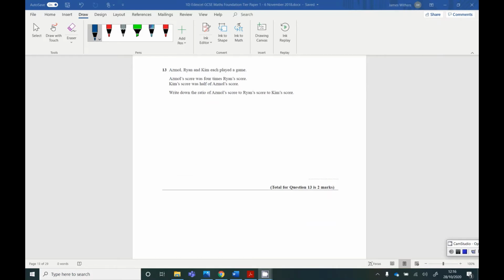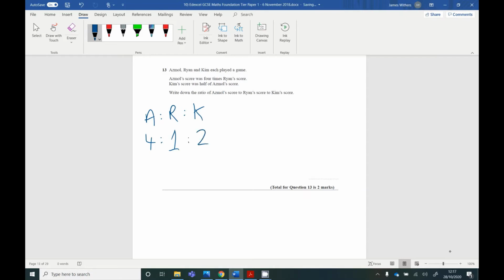Question 13. So they play a game. Amzol's score was 4 times Ryan's and Kim's score was half of Amzol's. So it's always handy to try and figure out which is the smallest one. So that's Ryan on this occasion. If we do it in the order of the question, A to R to K, let's say that Ryan just has one lot. Now Amzol scores 4 times Ryan's score. So Amzol gets 4 times 1, which is 4. And Kim's score was half of Amzol's, so half of 4 is 2.